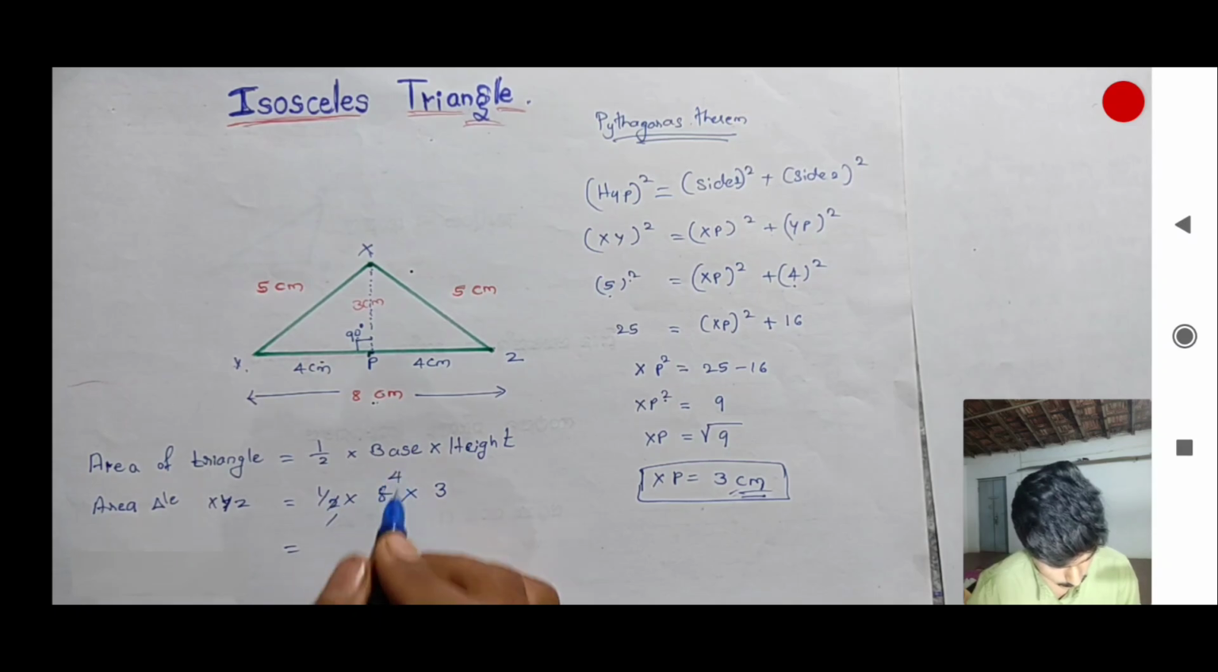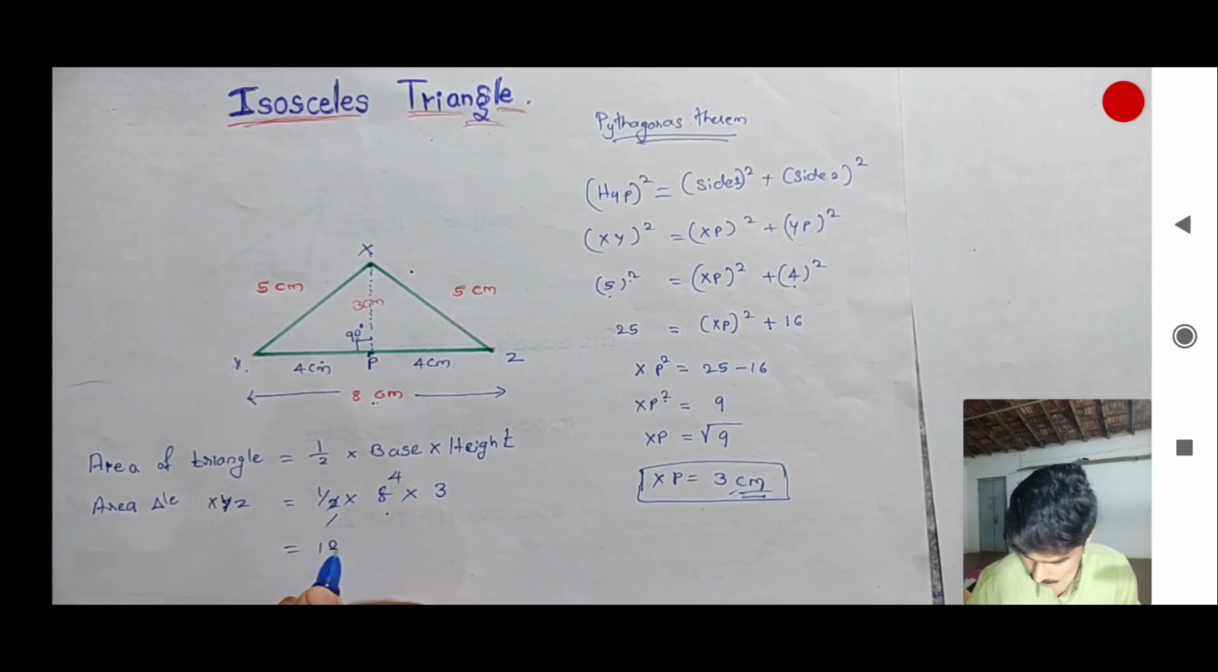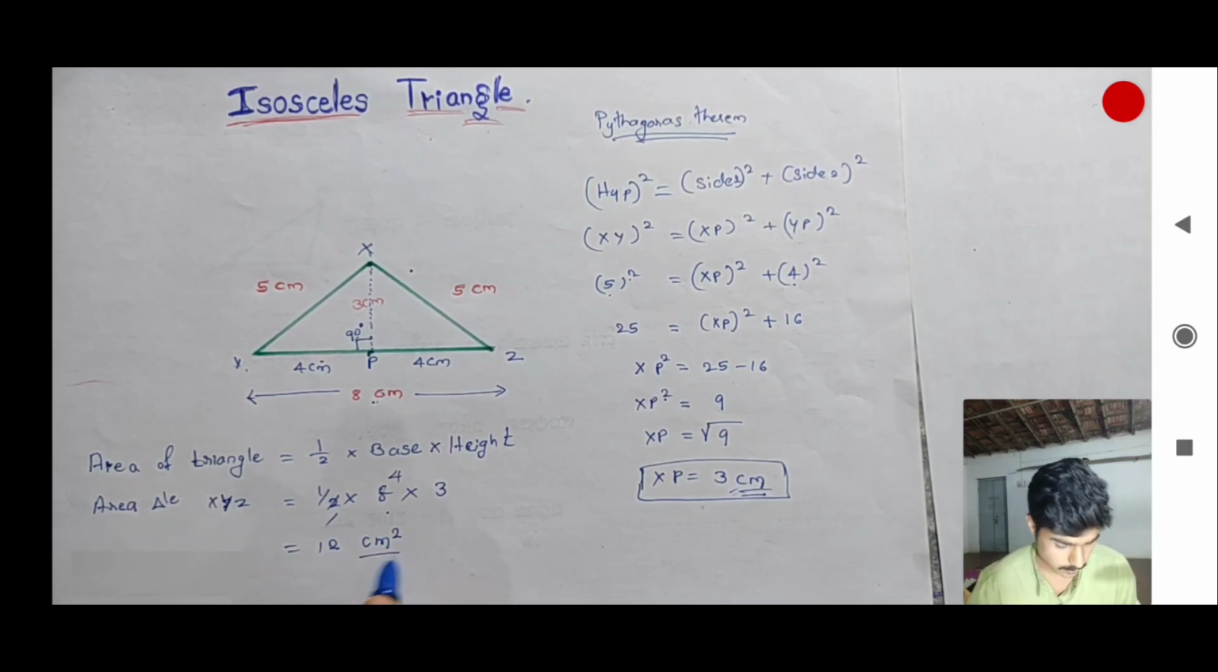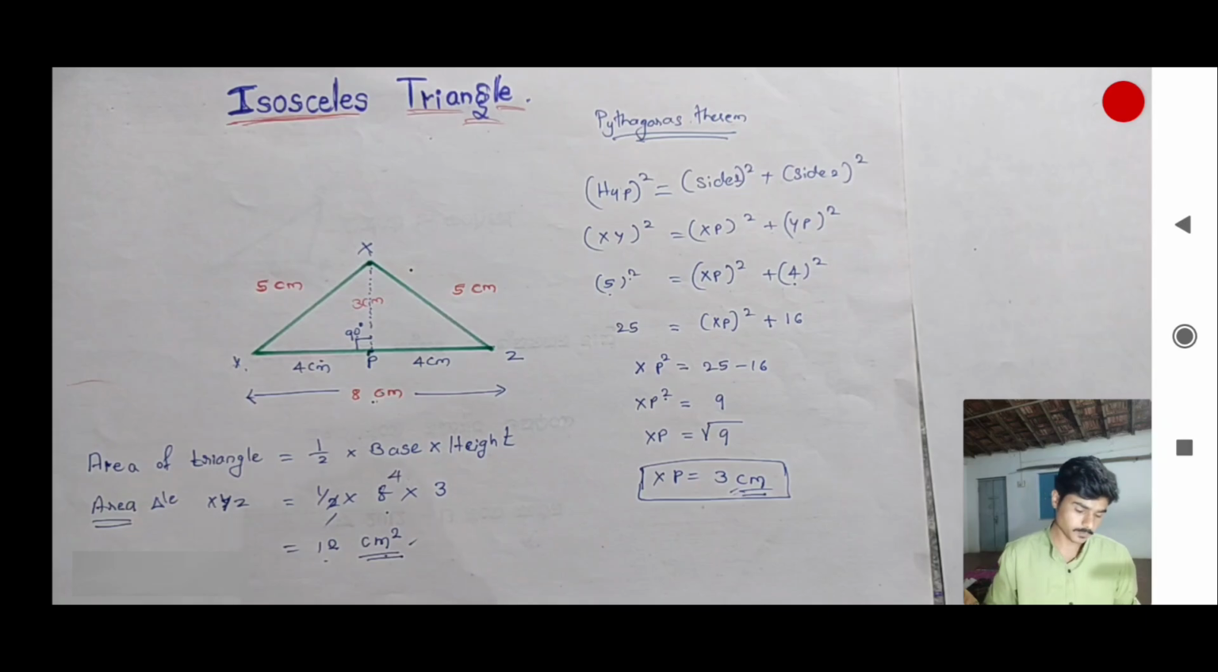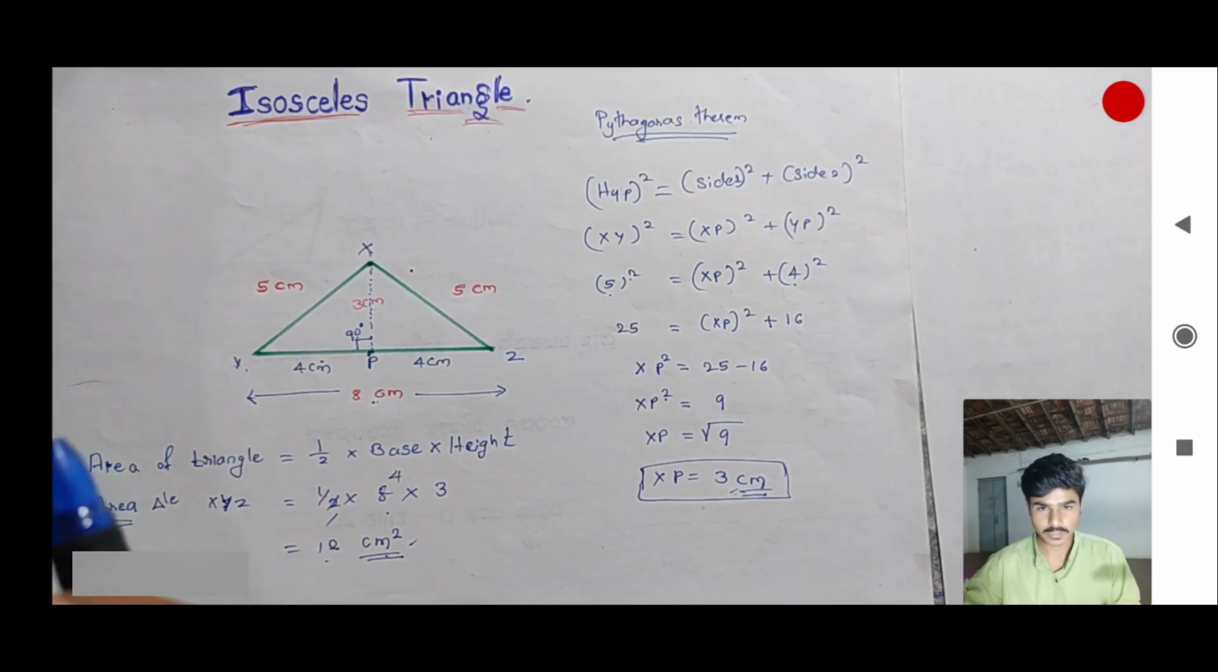2 1s are 2, 4s are 4, into 3, 12 centimeter square, because the unit of measurement of area is centimeter square. Okay, till now we have found out the areas of right angle triangle, equilateral triangle and also isosceles triangle.